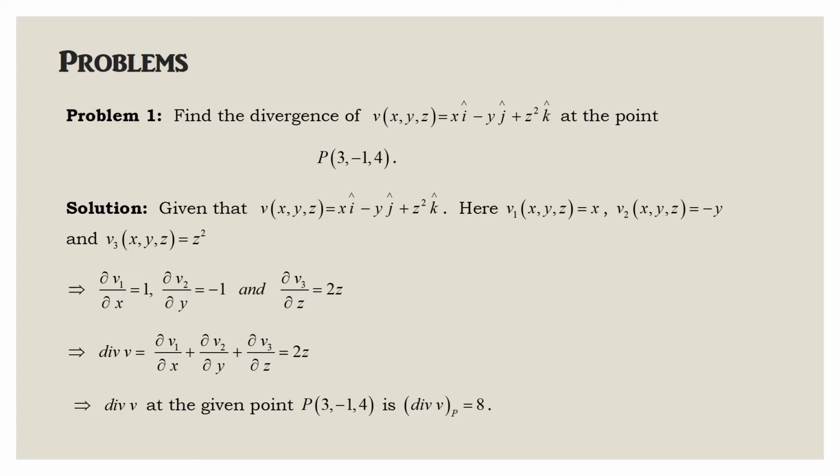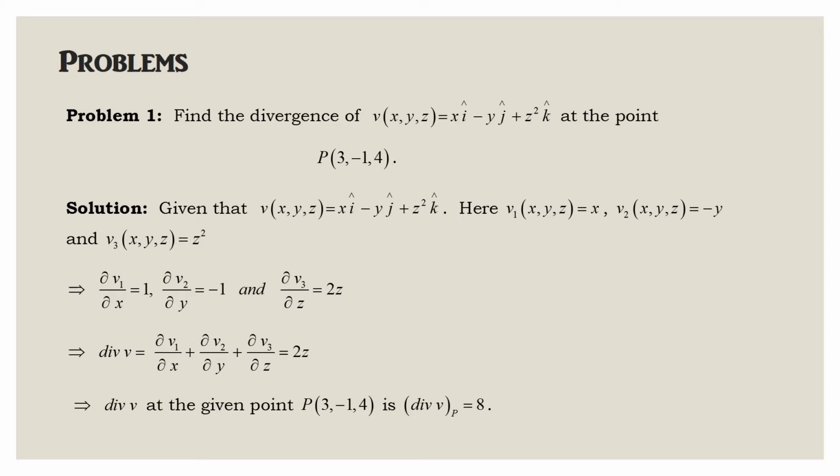Let's consider the given vector field v of x comma y comma z equals x i cap minus y j cap plus z square k cap. Whenever we have a vector field, we need to write down its component functions. In this example, the component functions are v1 of x comma y comma z equals x, v2 of x comma y comma z equals minus y, and v3 of x comma y comma z equals z square.